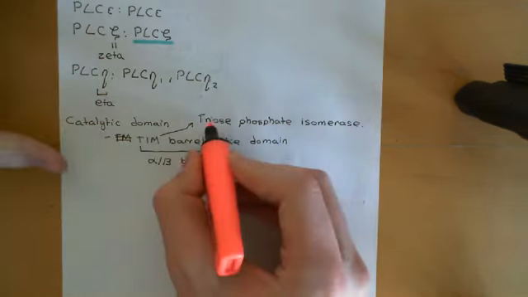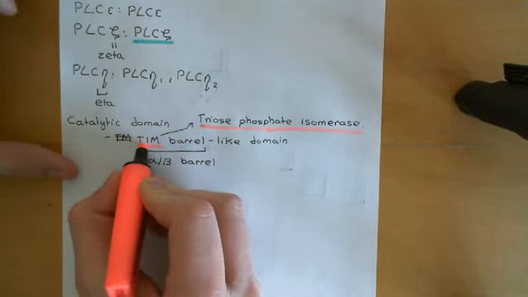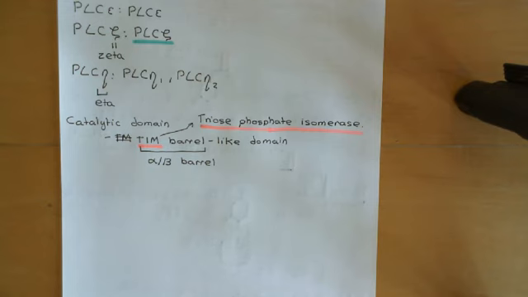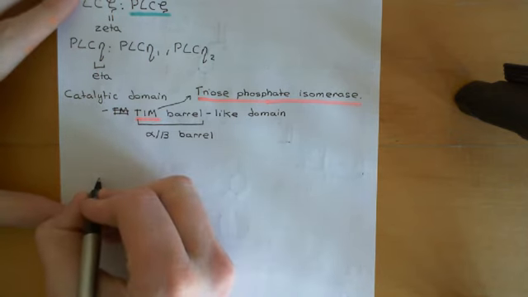So triose phosphate isomerase is a very important enzyme in the respiratory cascade. For short it's abbreviated to TIM, and it has one of these structures in it, and hence this structure is called a TIM barrel domain. A TIM barrel-like domain is just something very similar to a TIM barrel domain, but maybe it doesn't quite have the exact number of beta sheets and alpha helices that the proper TIM barrel domain has. In a proper TIM barrel domain you have 8 beta sheets and 8 alpha helices alternating.